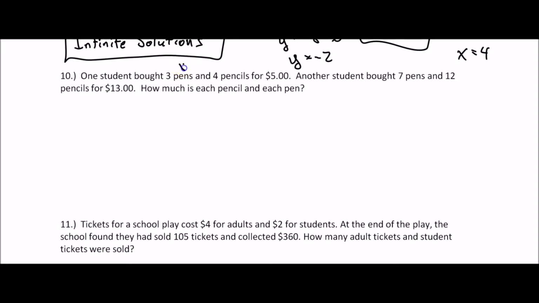So what I'm going to do is say x is the pens and y is the pencils. So that first statement is 3 x's, so 3 pens, plus 4 y's, 4 pencils, equals $5. The second statement is 7x plus 12y equals $13. Okay, 7 pens plus 12 pencils. When I look at this, substitution versus elimination, everything's lined up in standard form, so elimination is probably the way I'm going to go.